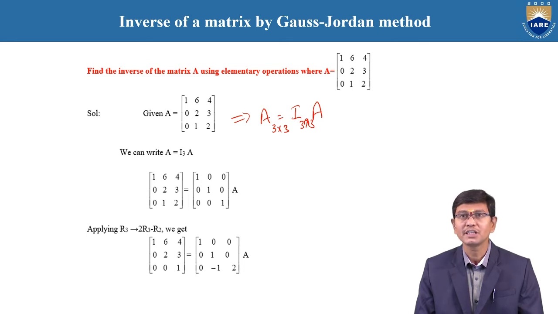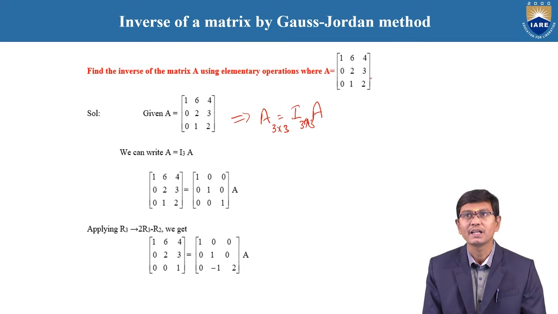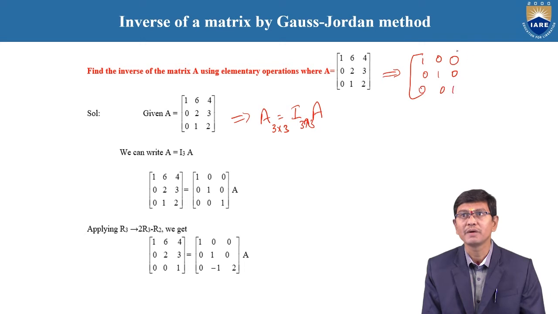Therefore, here also the given matrix A is [1, 6, 4; 0, 2, 3; 0, 1, 2], and on the right side, consider I3, that is [1, 0, 0; 0, 1, 0; 0, 0, 1], times A. Our concept is that the given matrix is reduced to a unit matrix. That means the given matrix we need to finally change into the form of [1, 0, 0; 0, 1, 0; 0, 0, 1].